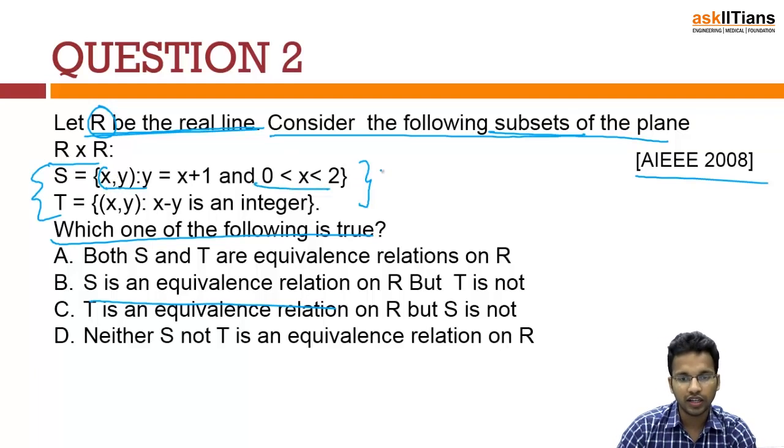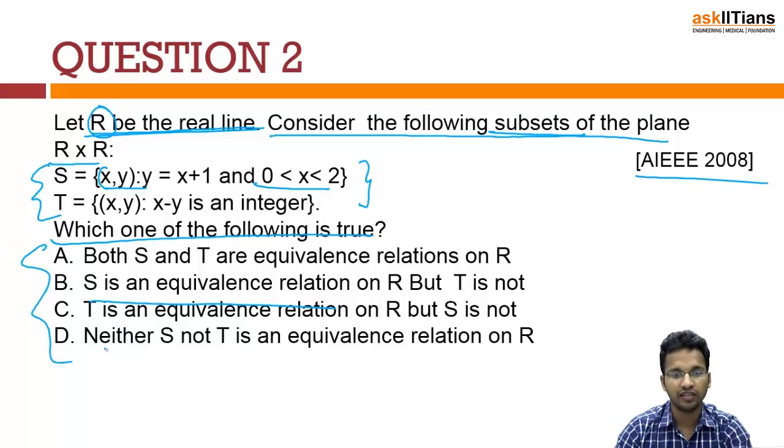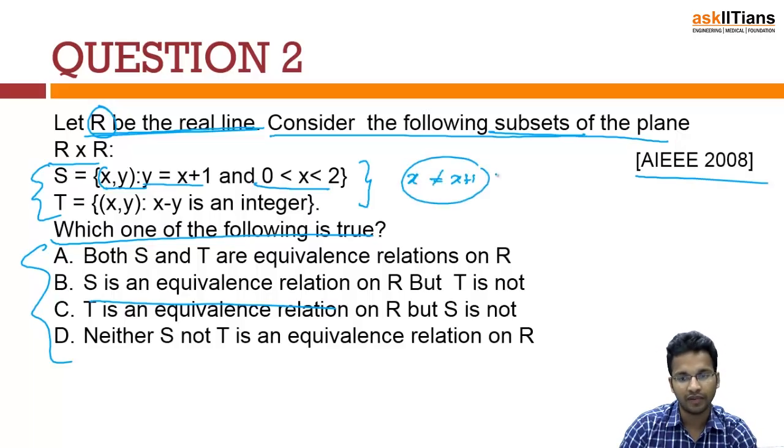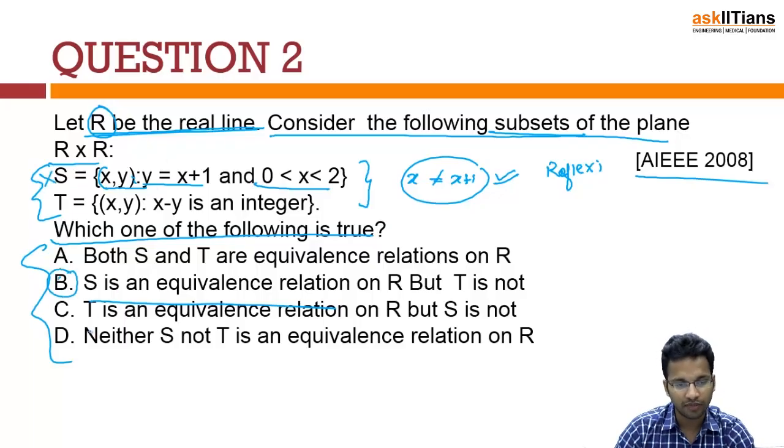Now see, clearly for S we have to check for equivalence. Even if we can see directly that one of the properties is not being followed, then clearly we can say that it's not an equivalence. Property by property means if any of the types of relation is not followed. So clearly x is not equal to x plus 1 for any real number, right? If I check for the reflexive property, then from there itself I don't need to go for symmetric, I don't need to go for transitive. S is not an equivalence relation. So this option gets eliminated.